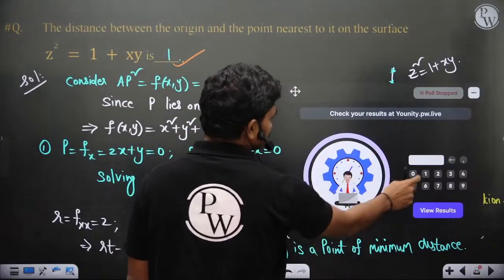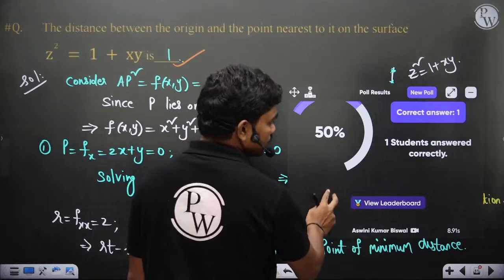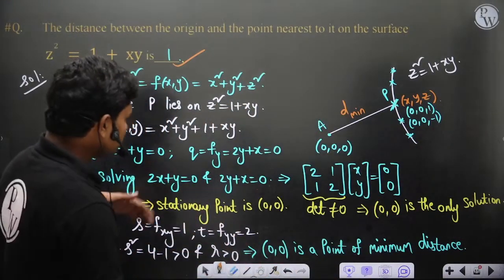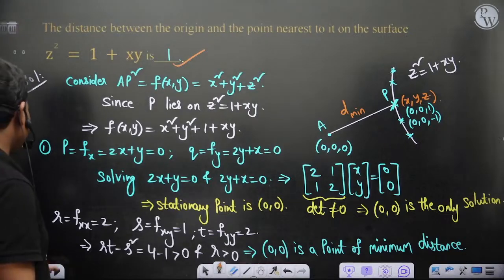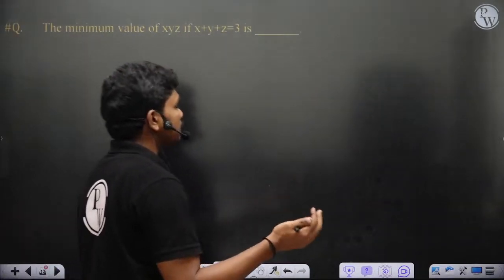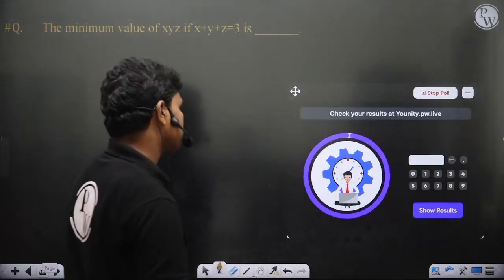So let's look at the poll. Some of you have answered. Ashwini Kumar Biswal, good. Okay, so let's see. I think I have given you one more question, basically this question. The minimum value of xyz if x plus y plus z equal to 3 is dash. So if some of you have solved, enter the answer. 30 seconds again.